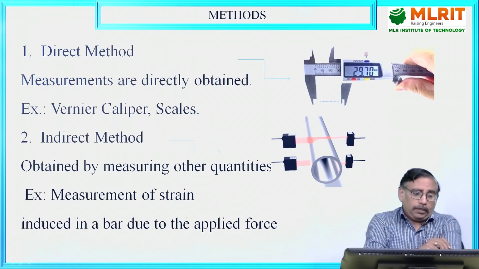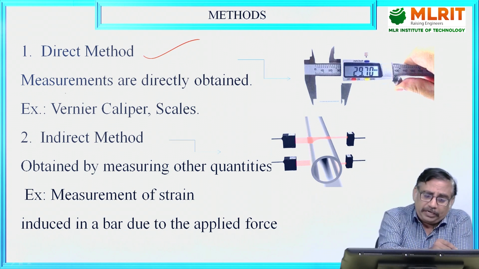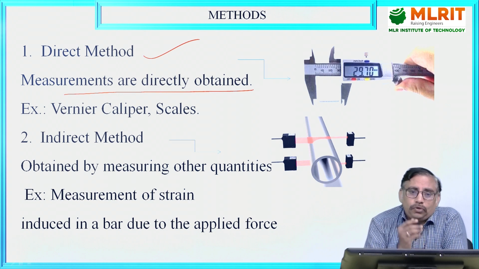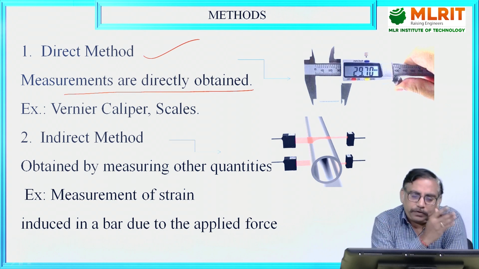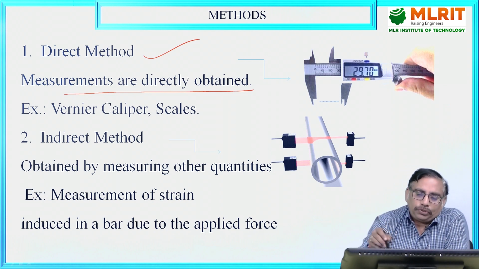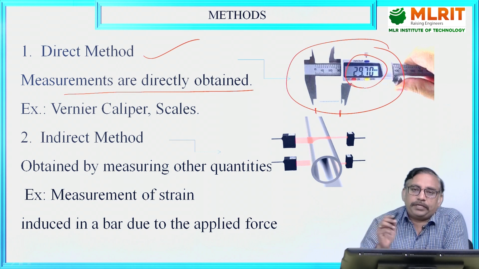Coming to method, direct method. As the name itself is saying, direct. So the measurements are directly obtained. If a scale is being used to measure any length, there will be gradations, and from the gradations, which means from first point to last point, we will be saying it directly. So here I have shown you a vernier calipers. There is digital vernier calipers where the distance between this jaw and this jaw is being directly displayed with LED.